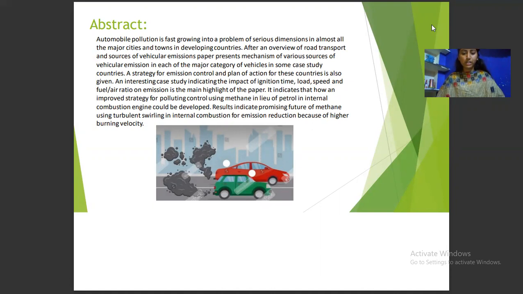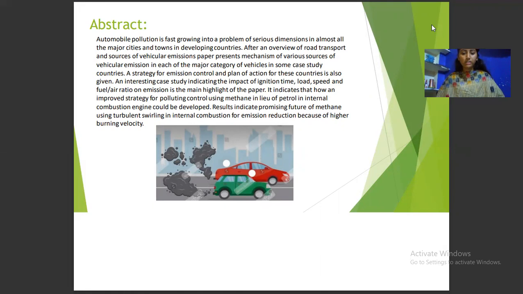A case study contains a strategy for emission control and a plan of action for these countries. An interesting case study indicating the impact of integration time, load, speed, and fuel-air ratio on emission is the main highlight of the paper.